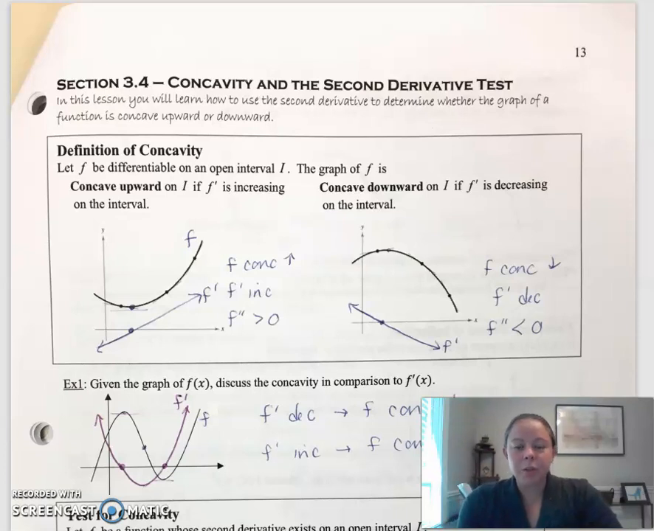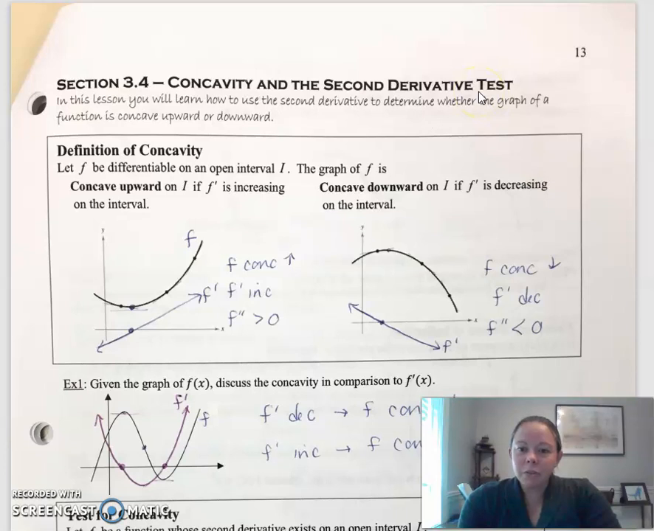Hello, this is section 3.4 for Calc AB, and today we'll be talking about concavity and the second derivative test, which is a very nice alternative to the first derivative test. But I'll warn you, the first derivative test always works. The second derivative test most of the time will work, but that's the benefit to the first derivative test.